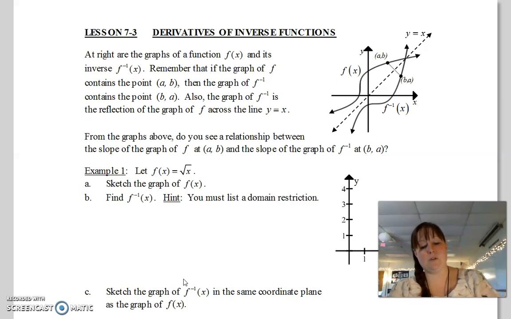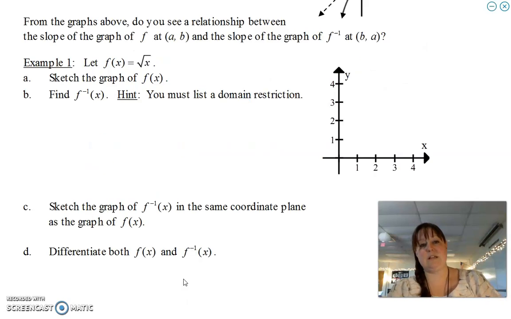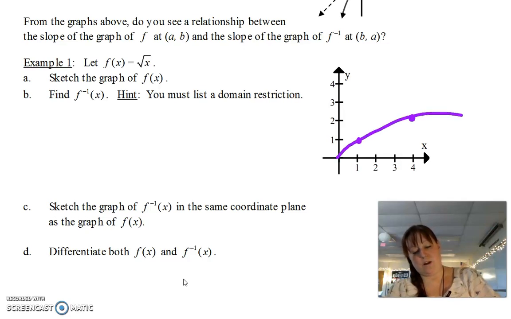Now this is one of our parent functions. So we know that this is the top half of a sideways parabola. And we could plug in points to remember what that is. When x equals 1, the square root of 1 is 1. When x equals 2, the square root of 2 is not a very nice number. The square root of 3 is not a very nice number, but the square root of 4 is an easy one. That one's 2. So our pattern is just 1, 1, 4, 2. So that's the square root of x.